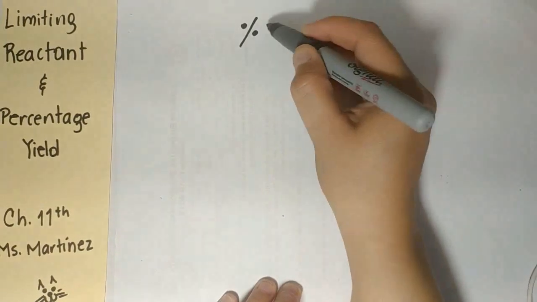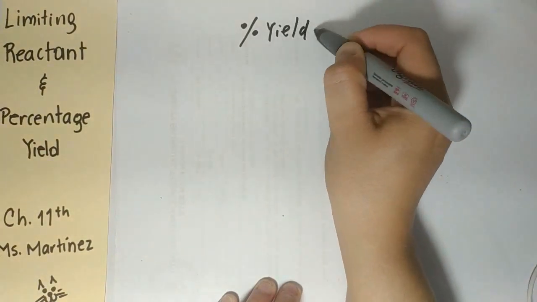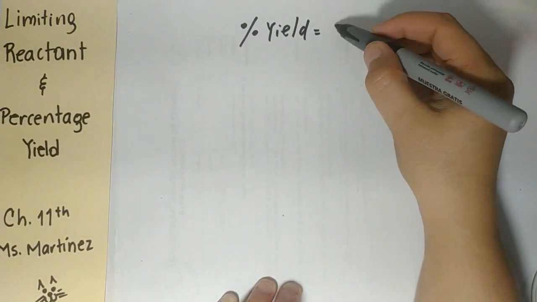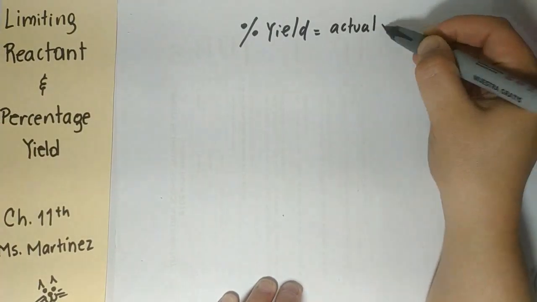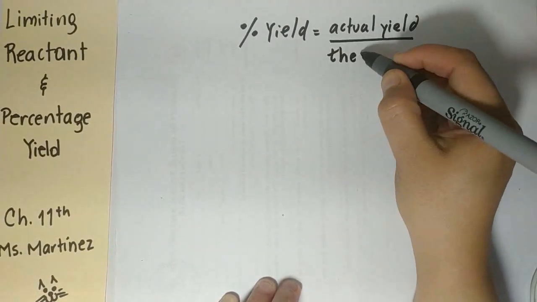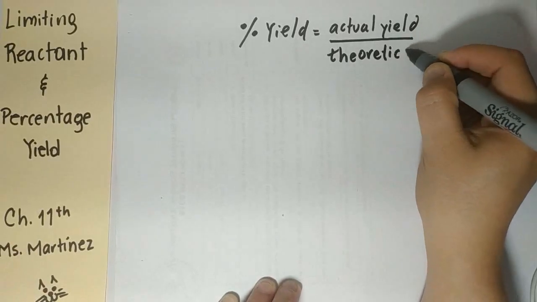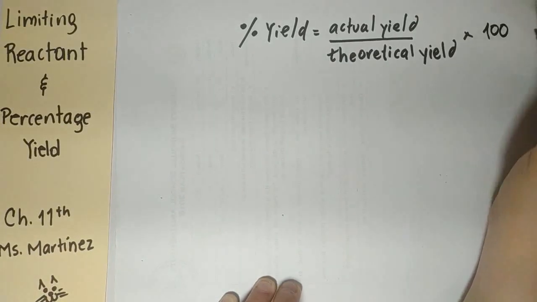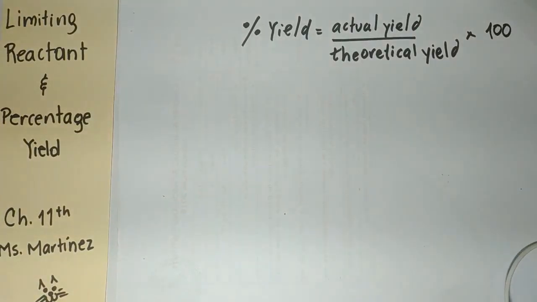To talk about percentage yield, we're first of all going to define the formula. Percentage yield is just a percentage that says actual yield divided by theoretical yield times 100. Now, how can you tell which one is the actual and which one is the theoretical yield?